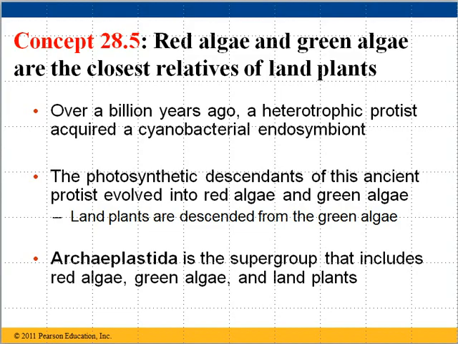The Archaeoplastida first began over 1 billion years ago when a heterotrophic protist acquired a cyanobacterial endosymbiont, and then the photosynthetic descendants of this ancient protist eventually evolved into the lineage that we know of as red algae and green algae, and then from the green algae lineage that eventually led to an offshoot that we now know as land plants. So again, this idea of endosymbiosis is very important to the protist group and then eventually to other groups such as land plants that we know very well today.